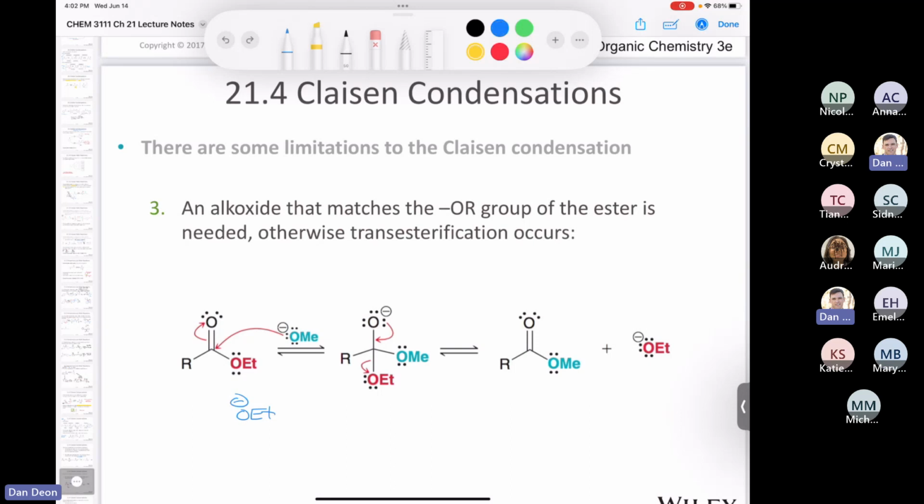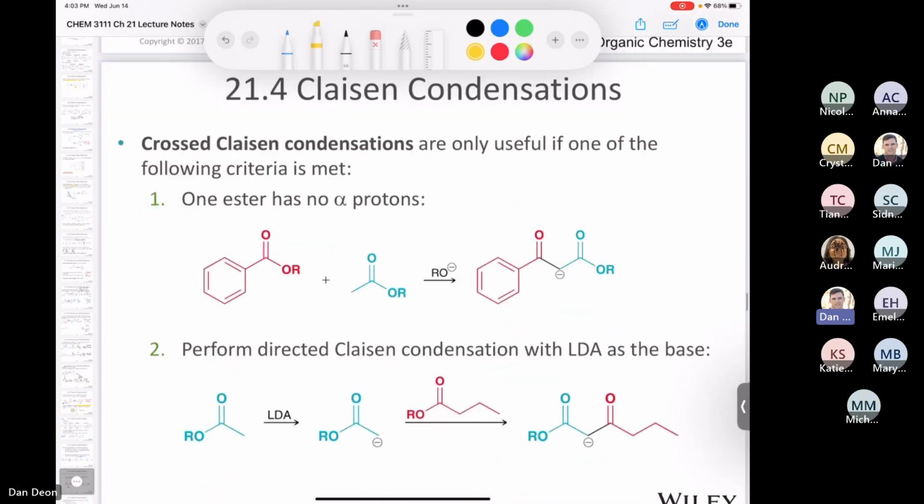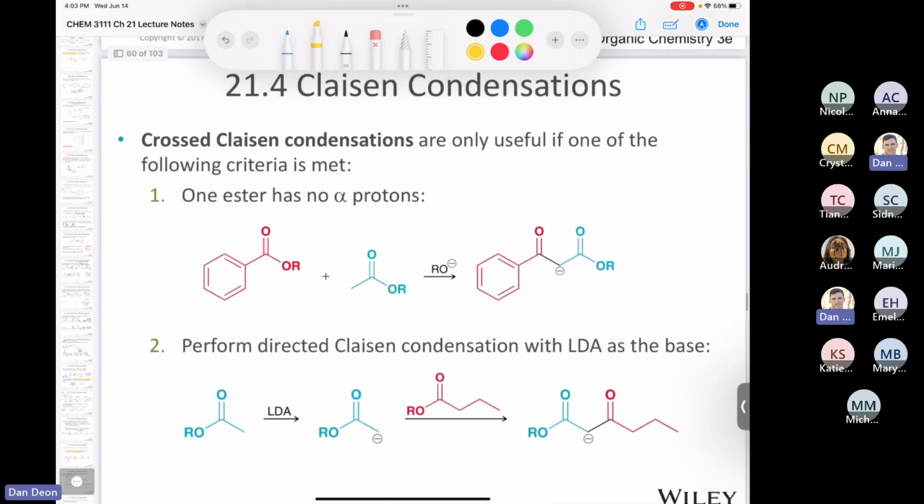Oh, the word is right here. It's transesterification. So you end up with both esters. You'd end up with the methyl ester and the ethyl ester in this case, and that would just make life miserable. So you can also do a crossed Claisen the same way you do a crossed aldol. It's just you have to follow the limitations.